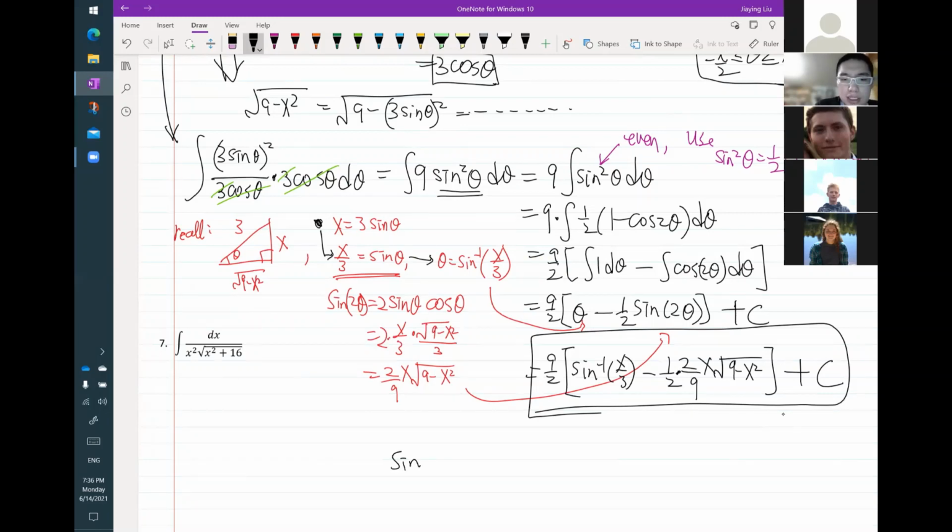We don't like to write something like this, where we have a sine and then an inverse trig altogether. This is considered not very simplified, because you have an inverse sine, then you have a sine outside. You might be able to rewrite it to simplify. So this is not a good way to leave it.